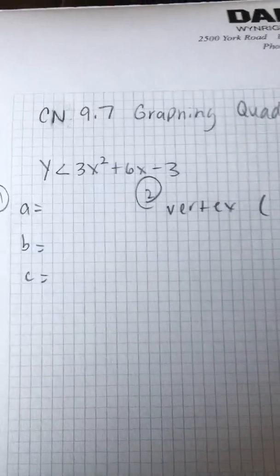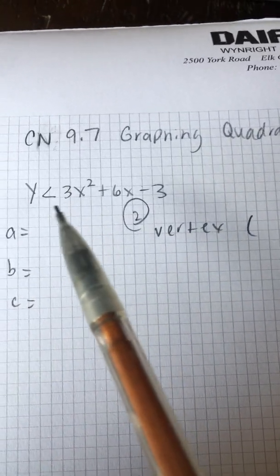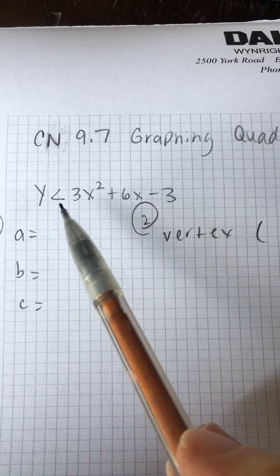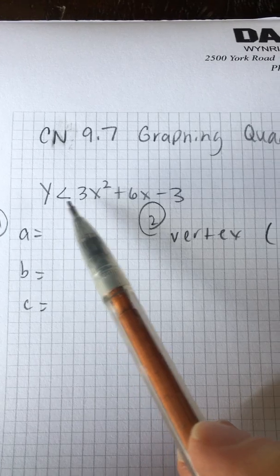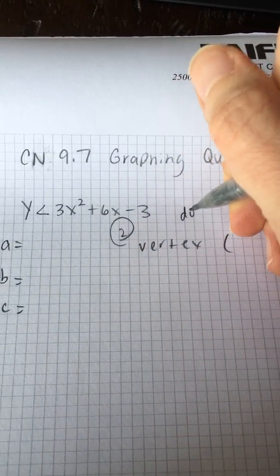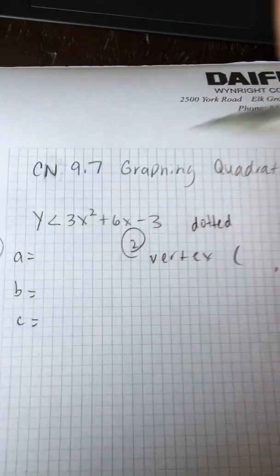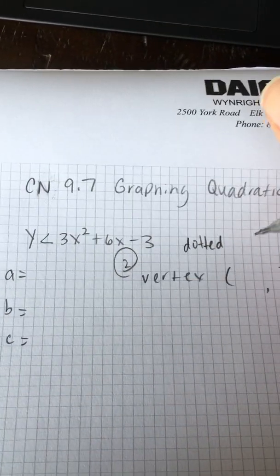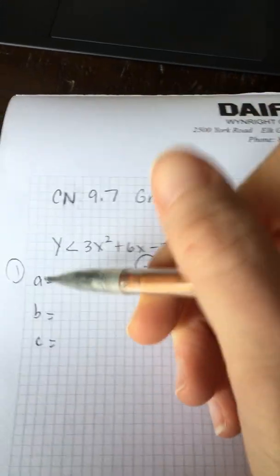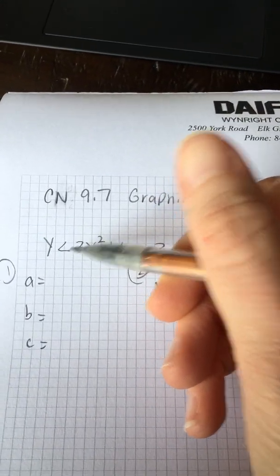So let's move into example 1, which looks like the following. Y is less than 3x squared plus 6x minus 3. Let's just take care of solid dotted right away. So seeing no solid line underneath, I know I'm going to use dotted. Because it's less than, that would mean I'm going to shade below. Less is below. Greater than or equal to is above.